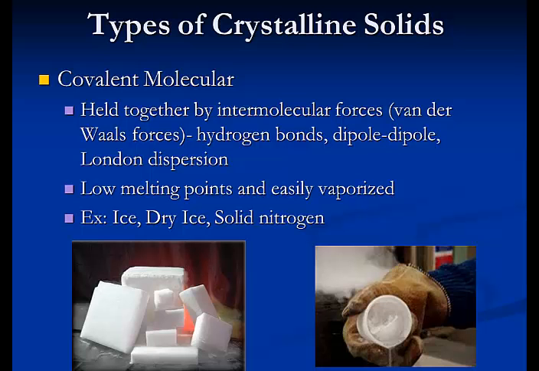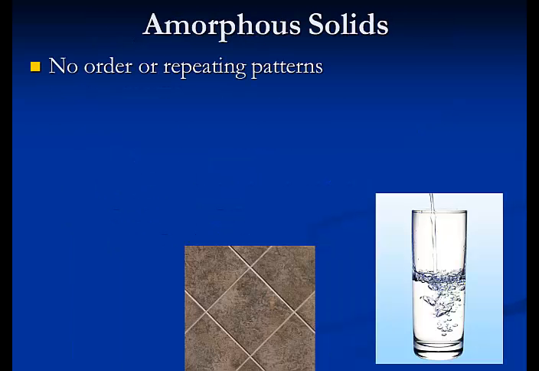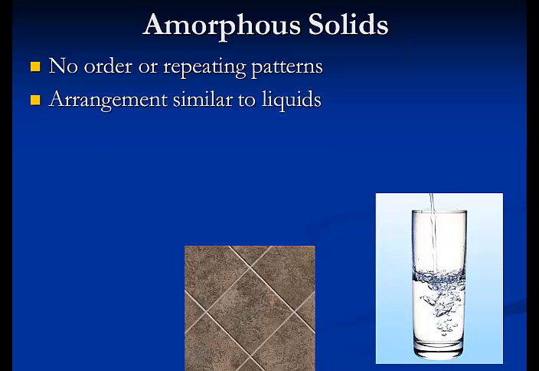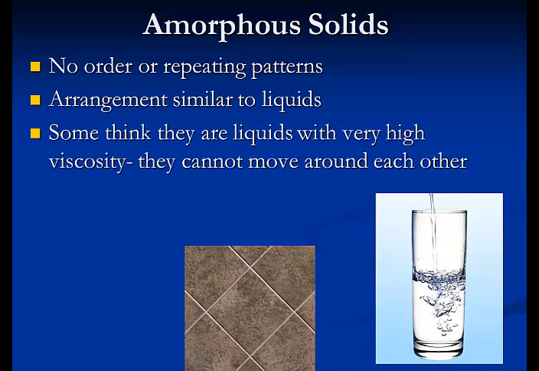Last type of solid I want to talk about is the amorphous solids. What's different about amorphous is that there is no pattern to them like the crystalline solids. Their arrangement's very similar to liquids, and some people think that they're so similar to liquids because there is no pattern to them, because they are random, that they are just a very, very viscous liquid. They just can't move around each other nearly as much as a regular liquid, they're not fluid, but they're just a really, really thick liquid. That's what some people think because of the arrangement.